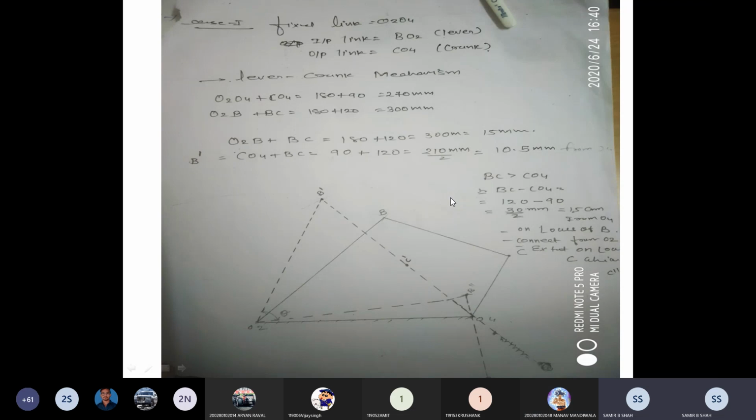I repeat, initially I get the O4 B dash arc, which is equal to 105 mm, and the O2B arc, which both intersect at point B dash. So I am getting point B dash.